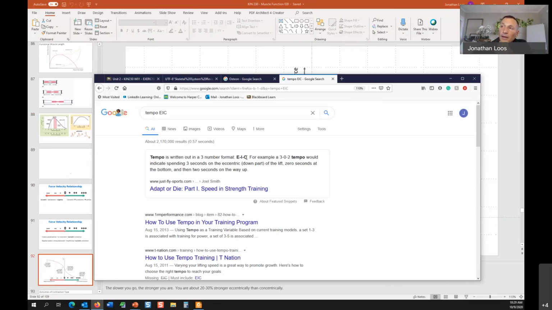And if you think of all lifts, when you do a push up or a bench press or a squat, you have a phase with gravity, your eccentric phase, and then you have your reset, your concentric phase back up.